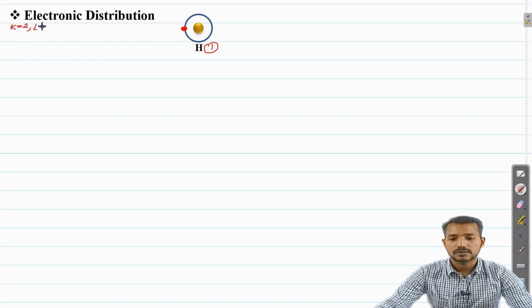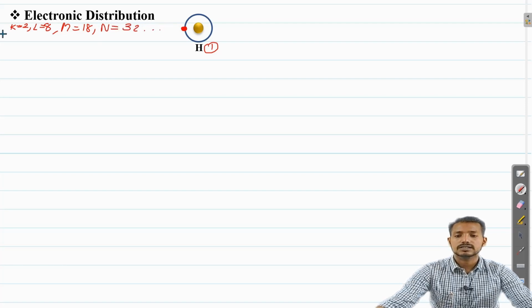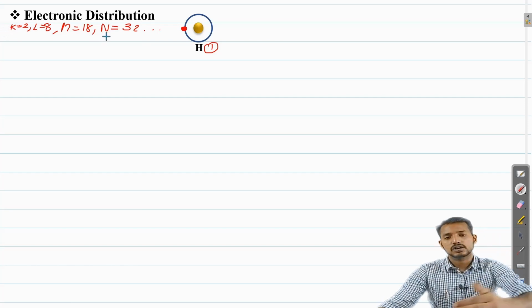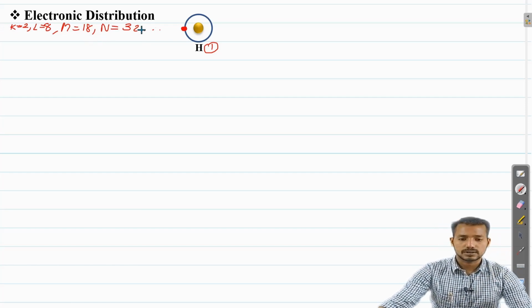In the L shell we discussed that it is 8, in the M shell maximum is 18, and in the N shell maximum is 32, and it goes on like that. These are the things we have discussed in the section on rules for writing the electronic distribution.